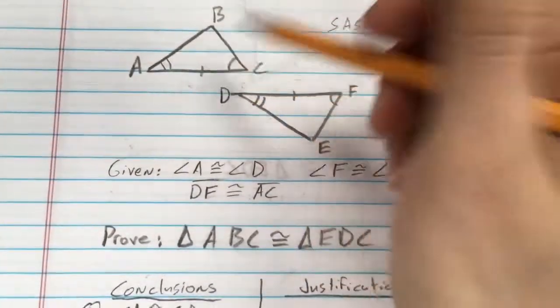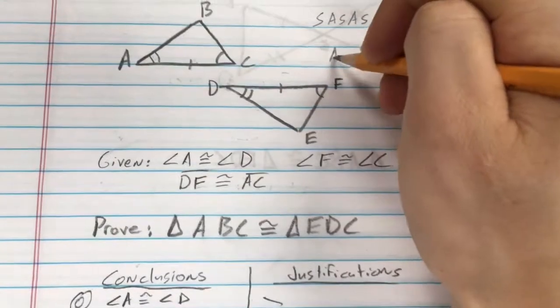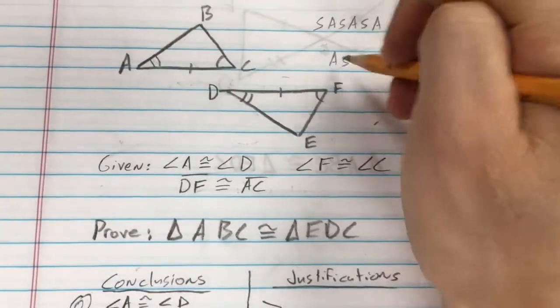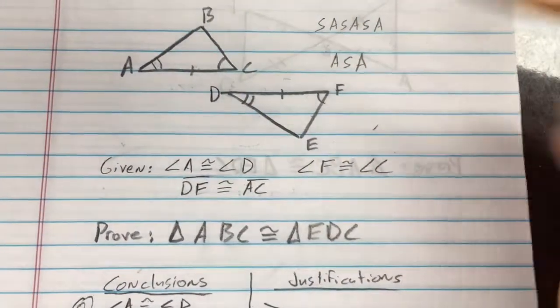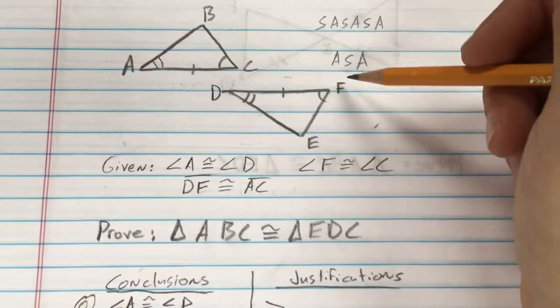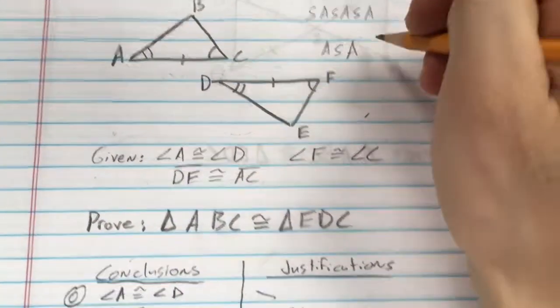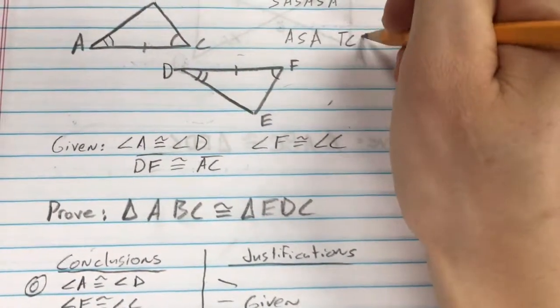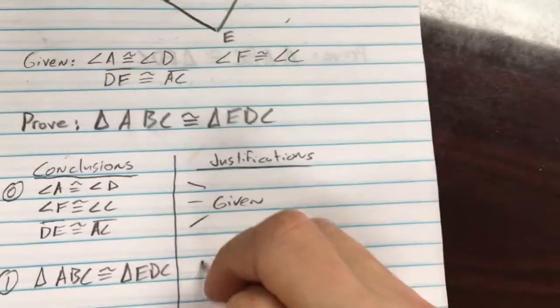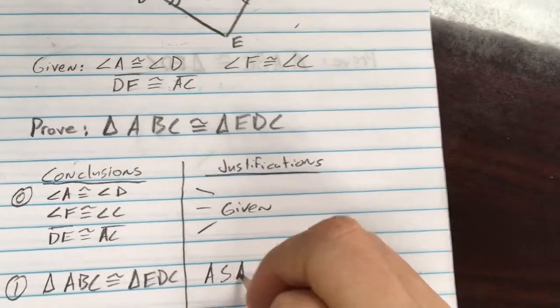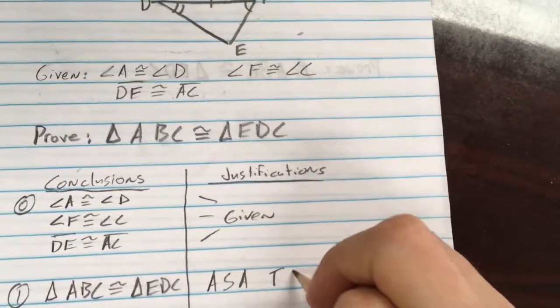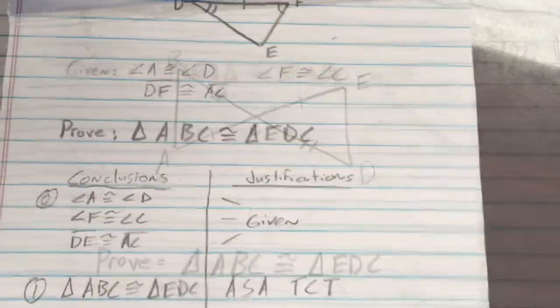So what do I have in order? I've got an angle, a side, and an angle. And that tells me if that is true with the other triangle as well, then I'm going to use the angle, side, angle triangle congruence theorem. And that's what we'll justify with: the angle, side, angle, triangle congruence theorem.